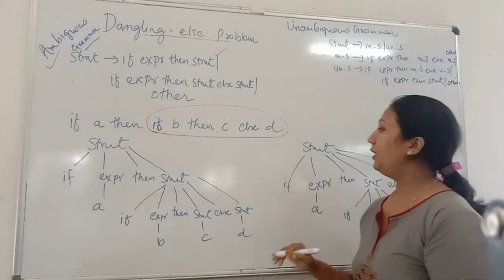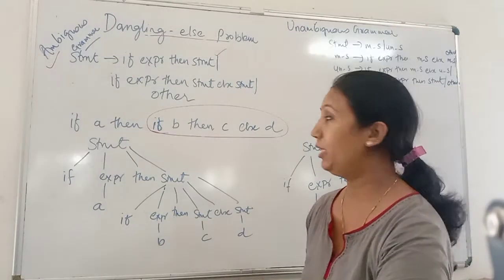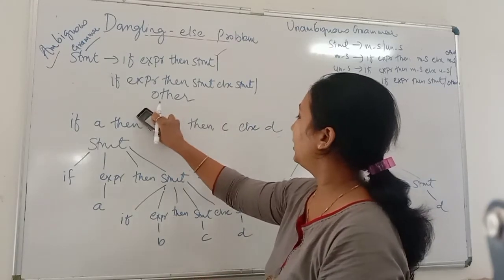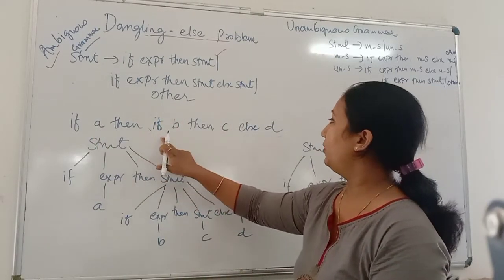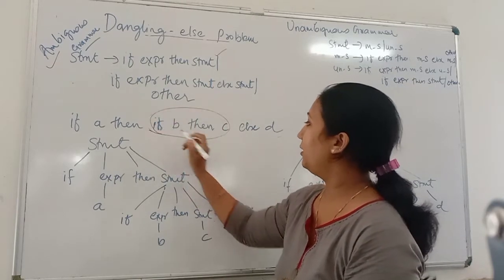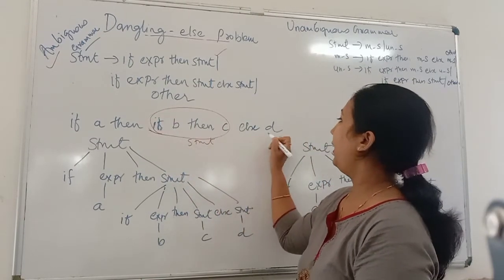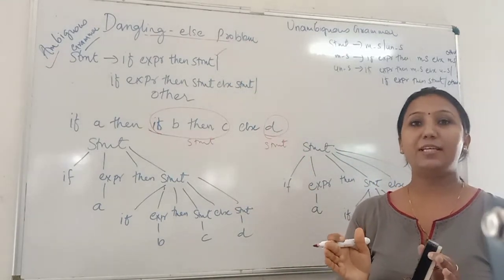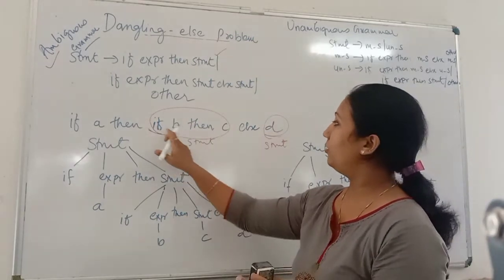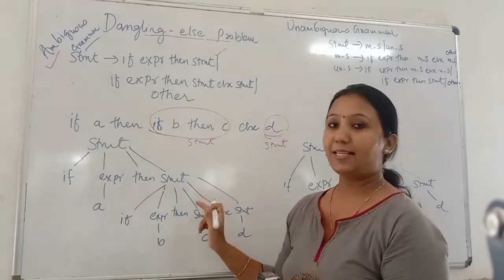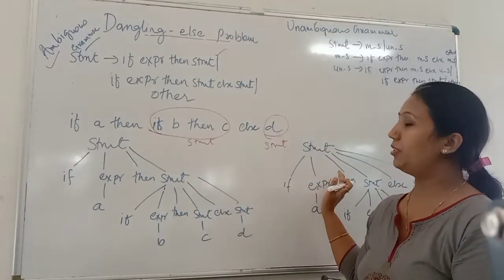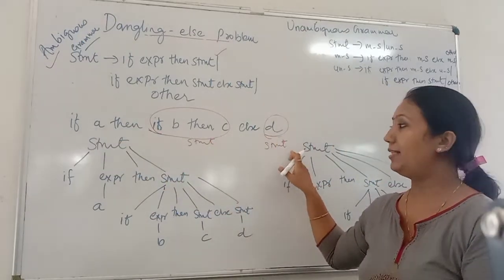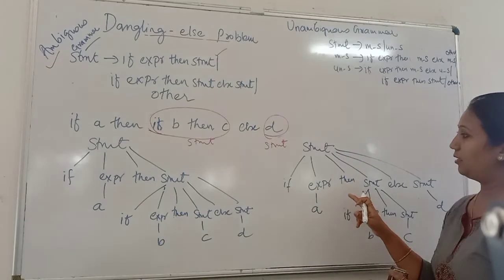Now the second possible tree is the case where we consider if expression then statement else statement. In the first part we consider it as a simple if, where we take the full part as a substatement, and the second possible derivation is one in which we consider the statement as if expression then statement else statement. Let's see the second derivation.